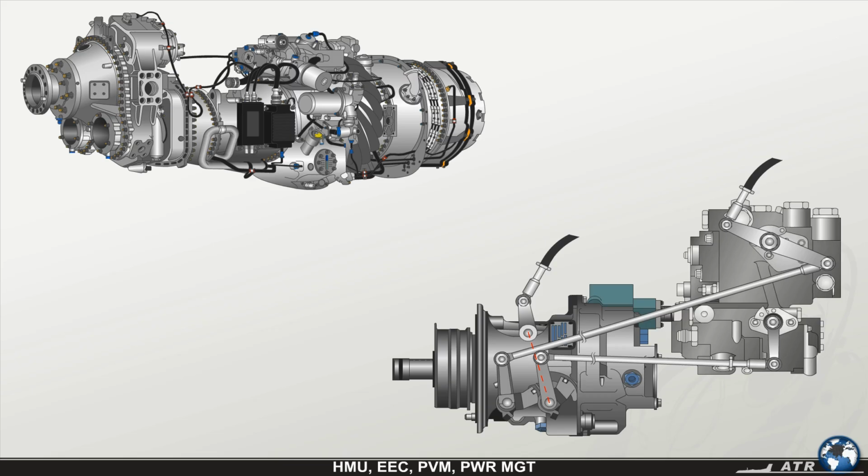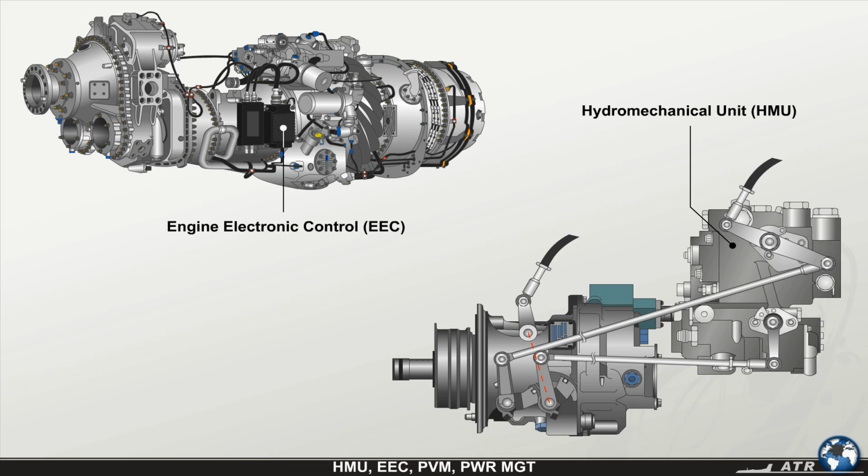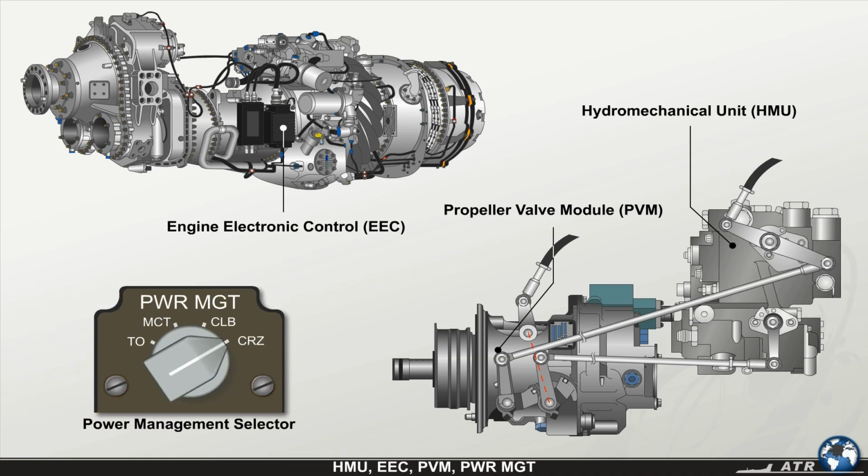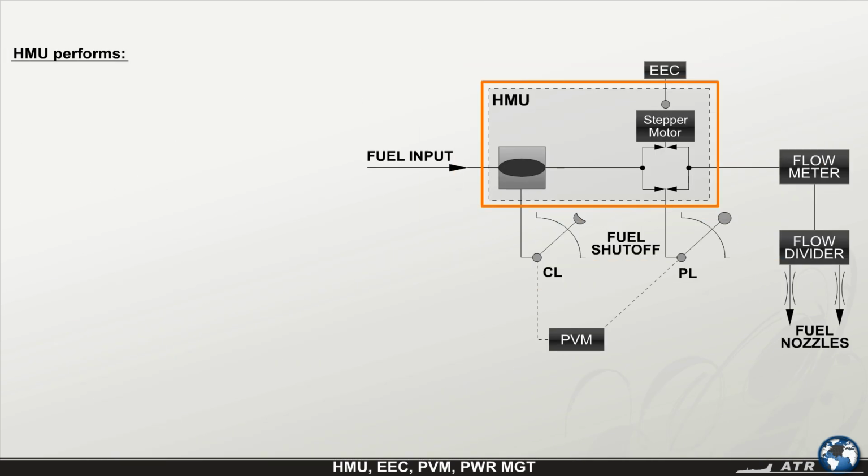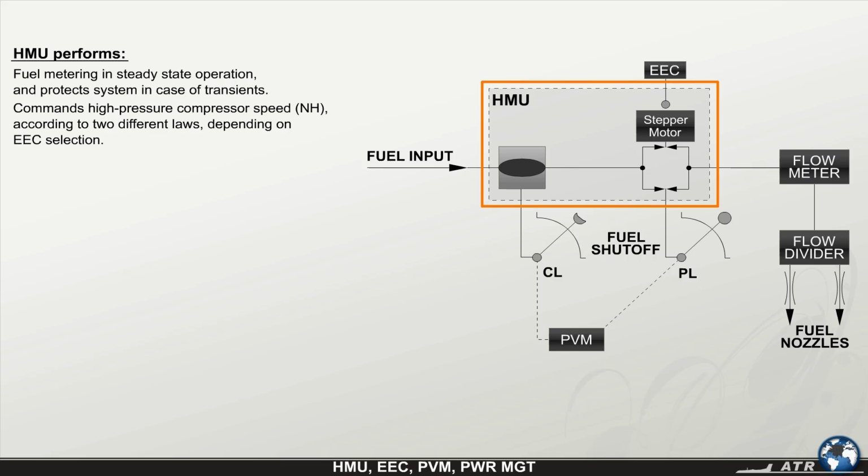The engine governing system main components are the hydromechanical unit, HMU, the engine electronic control, EEC, the propeller valve module, PVM, and the power management selector. The HMU performs the fuel metering in steady-state operation and also protects the system in case of transients. Moreover, it commands the high-pressure compressor speed, NH, according to two different laws, depending on the EEC selection. The HMU also provides the fuel shutoff function, controlled by the condition lever, and provides the motive flow to the fuel tank jet pump.